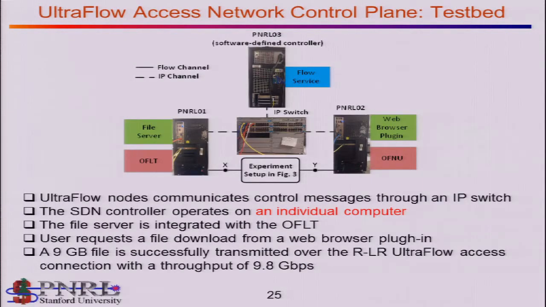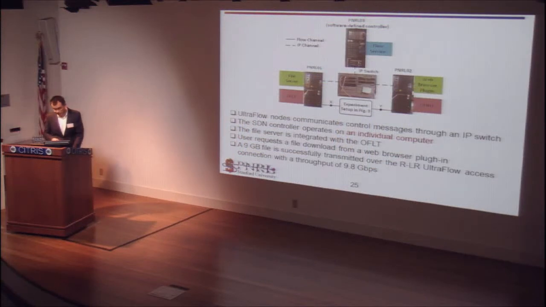Having tested our data plane, now we move on to the demonstration of the control plane. So we have 3 individual computers. 2 of them are OFLT and OFNU, integrated with the file server and a web browser plugin respectively. And we have a flow service control, the SDN software-defined controller, on another independent computer. And all these 3 control units are connected through a local area network.